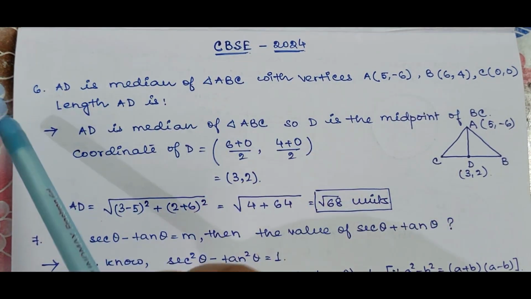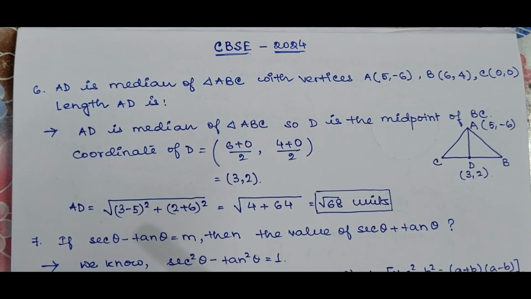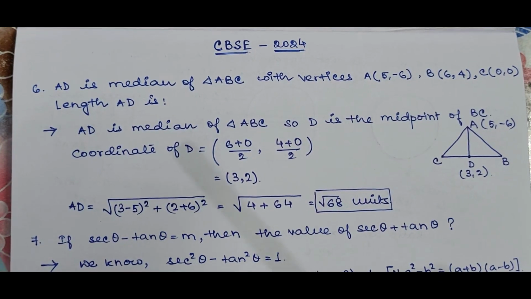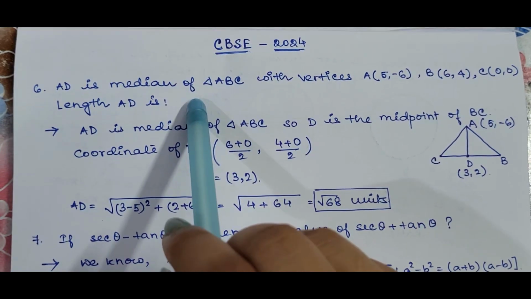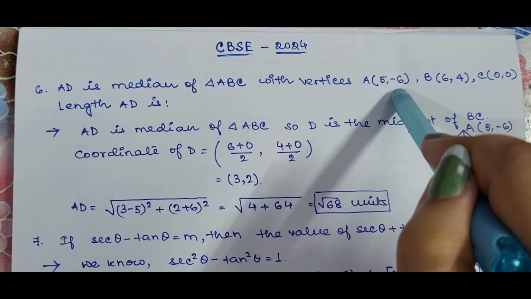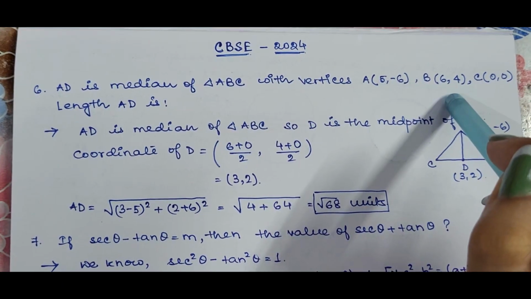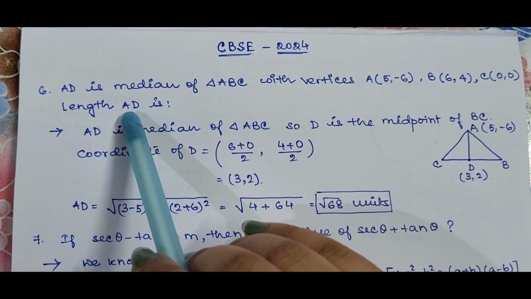So today we are going to start with question number 6 of the CBSE 2024 mathematics paper. Okay, so question 6 says that AD is the median of the triangle ABC with vertices A as (5, -6), B as (6, 4) and C as (0, 0). We need to find the length of AD.